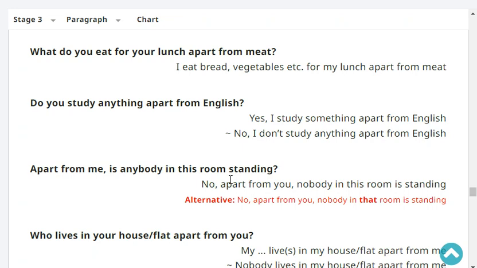Well, apart from me, is anybody in this room sitting? No, apart from you, nobody in that room is sitting. Very good. Next, who lives in your house apart from you?